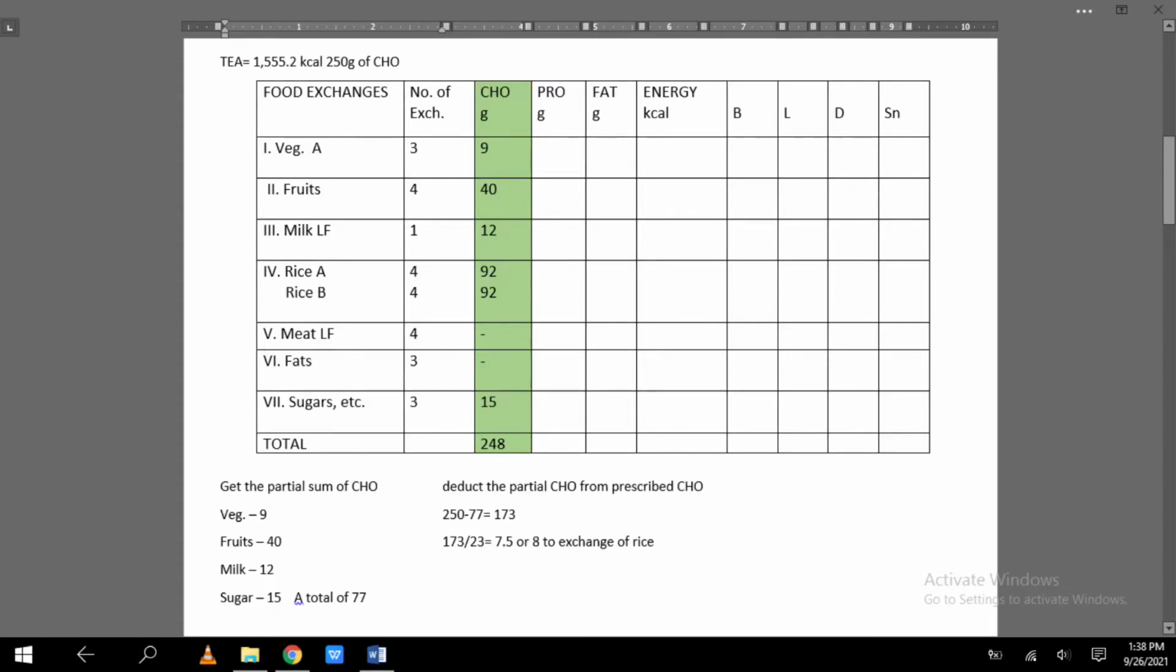173 divided by 23 is equal to 7.5 or 8 exchanges of rice. So here, 4 plus 4 is equal to 8 here in the rice A and rice B. And that is the number of exchanges for rice A and B.